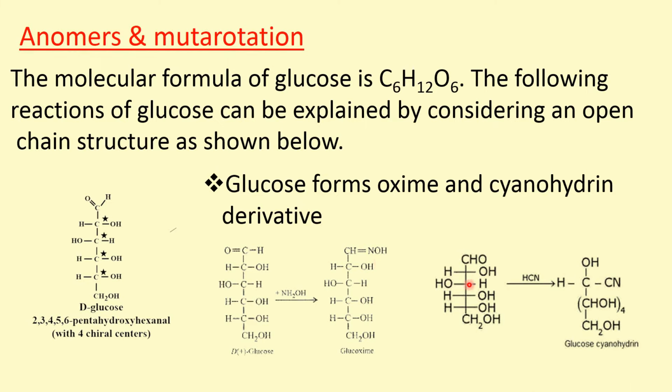Now, carbonyl compounds, that is aldehydes and ketones, undergo an addition reaction with hydrogen cyanide. This is a nucleophilic addition reaction whereby the nucleophile cyanide attacks the carbonyl carbon atom and then finally this addition product is formed, where the carbonyl carbon atom gets attached to a cyano group, an OH group, one hydrogen and the remaining part. So, glucose forms this oxime derivative and cyanohydrin derivative.